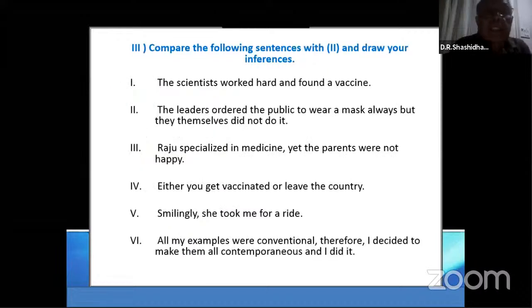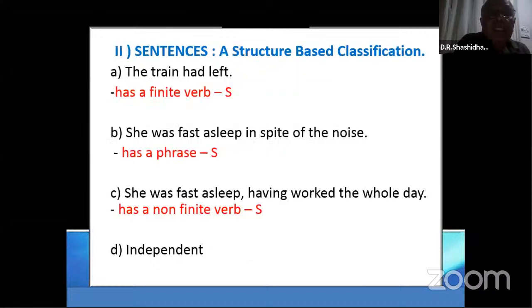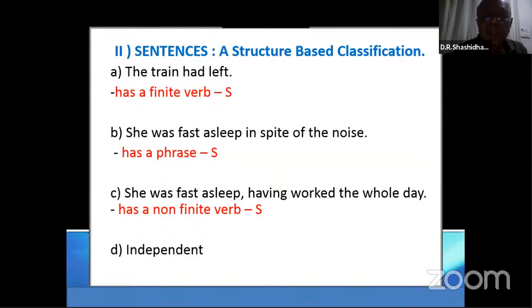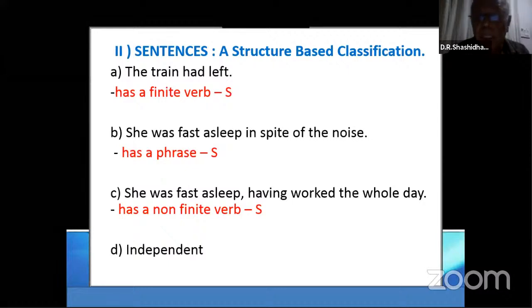Third one. You see, here is the description. Can you go back to two, please? Yeah, the train had left has a finite verb, and it is a simple sentence. She was fast asleep in spite of the noise. In spite of the noise has a phrase. Again, the sentence remains a simple sentence. She was fast asleep has a non-finite verb. And all the three sentences are independent sentences capable of giving you complete meaning on their own without depending upon any external factors. Okay, now move on to the next one.